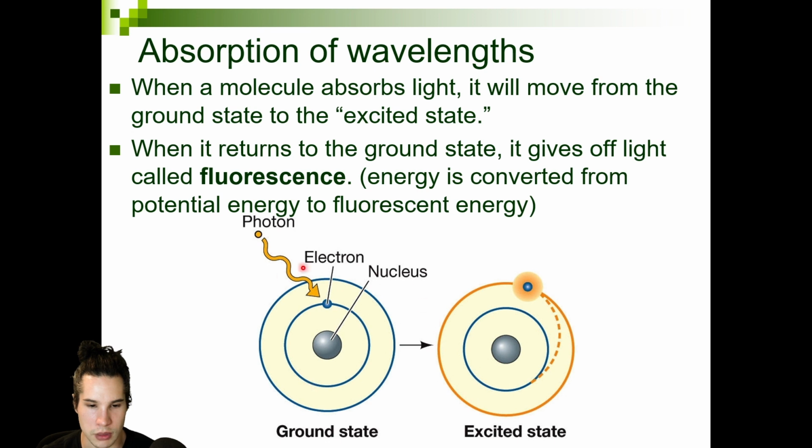When a molecule absorbs light, it will typically move from ground state to excited state. So we have an example of an atom here with a nucleus and electrons orbiting the nucleus. When this atom is bombarded with photons, this electron will move from a lower energy state to a higher energy state. And then once it's done being bombarded with photons, this electron will jump back down to a lower energy state. Through that process, light is emitted, and we would call that fluorescence.